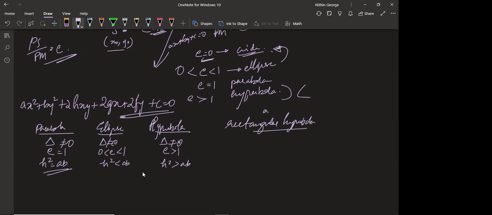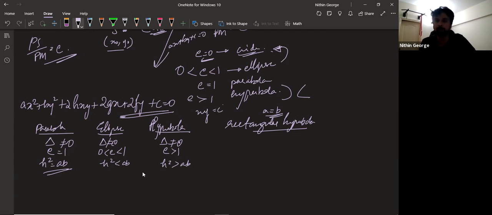xy equal to c square is one particular type of rectangular hyperbola. Xy equal to minus c square is another particular type of hyperbola. X square by a square minus y square by a square equal to 1 is another particular type of hyperbola. In all of these, you can notice that the length of the transverse axis and the length of the conjugate axis are the same. Okay, they'll be the same.